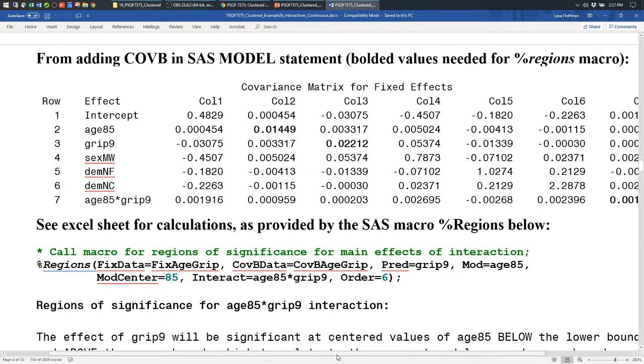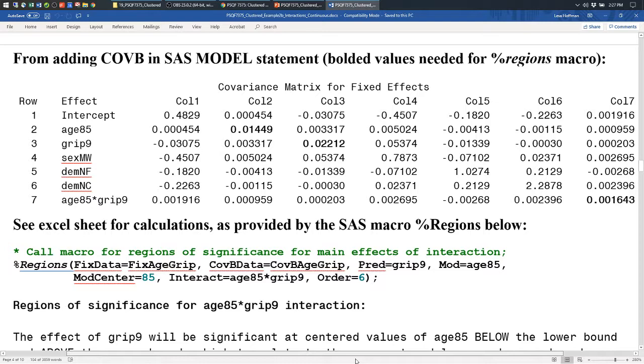So here's Cove B, an extra piece of output. This is what's necessary to calculate the regions of significance. The diagonal of this matrix is the standard error squared for each of your fixed effects. The off diagonal is the covariance across your fixed effects. And I have highlighted in here the numbers that you would need to do the calculations.